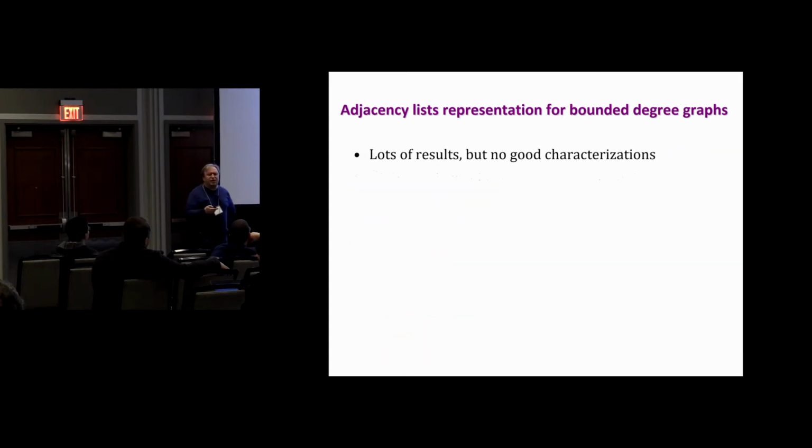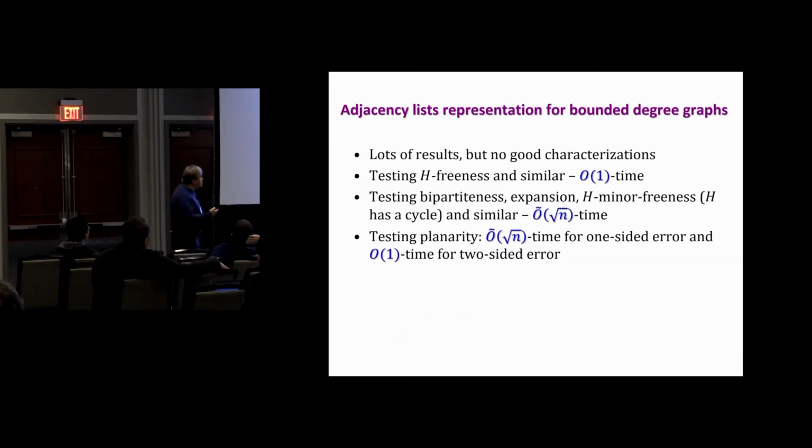This model is somewhat understood. I remember that 10 years ago, very little was known. Now we understand something, but we still don't have a good characterization. We know that, for example, testing H-freeness can be done in constant time. Testing bipartiteness and expansion requires root of n time and can be done in root of n time. And I think at the last FOCS or the previous one, there were results showing that planarity can be tested with root of n queries for one-sided error, and actually in constant time for the two-sided error model.